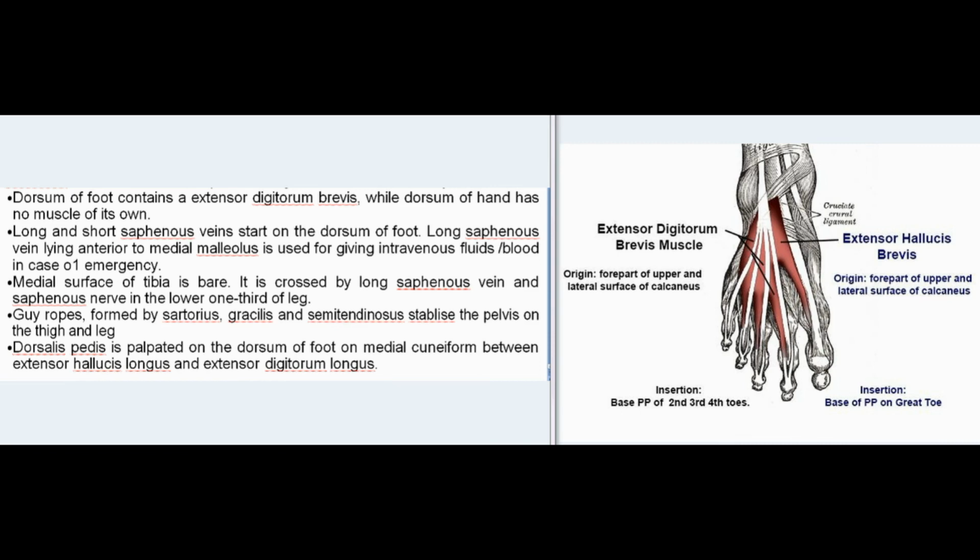The medial surface of the tibia is bare. It is crossed by the long saphenous vein and saphenous nerve in the lower one-third of the leg. Guy ropes, formed by sartorius, gracilis, and semitendinosus, stabilise the pelvis on the thigh and leg. The dorsalis pedis is palpated on the dorsum of the foot on the medial cuneiform between extensor hallucis longus and extensor digitorum longus.